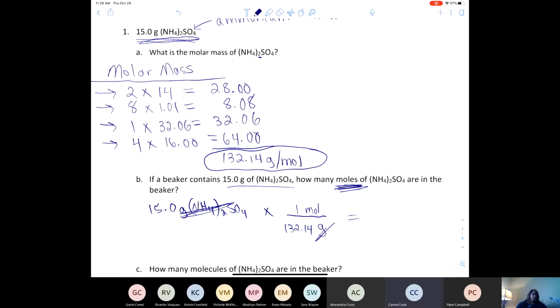We do our math. We take 15 and divide it by 132.14. And because 15.0 has how many significant figures? I know in my class we did this week, we talked about significant figures. So how many significant figures should we have in our answer? Remember when we're multiplying and dividing, we use the smallest number of significant figures that are in our multiplication operation. So 15.0 has how many significant figures?